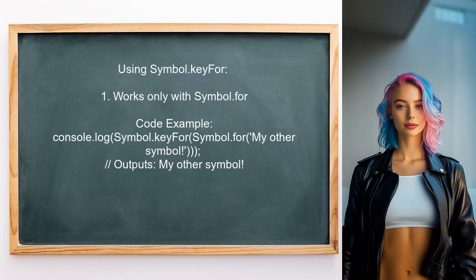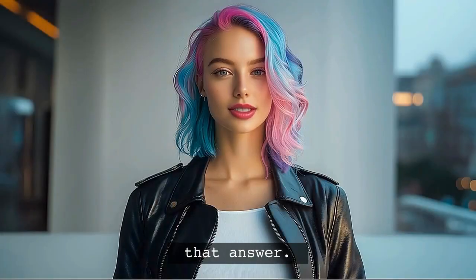Lastly, they mention the Symbol.keyFor method, which retrieves the key for symbols created with Symbol.for. However, it won't work for symbols created with Symbol directly. That's it for that answer. Let's take a look at another one.